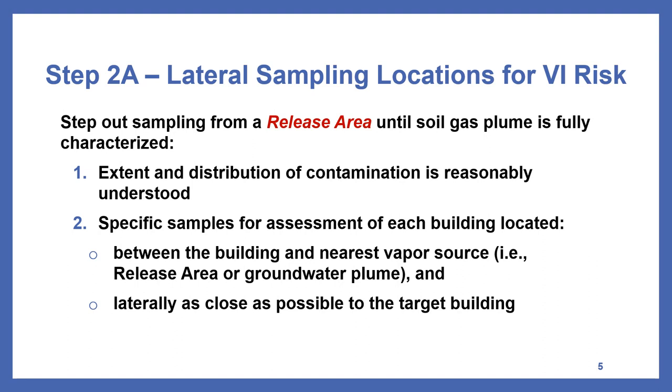Samples should be spaced to provide a good understanding of the location of all release areas and a conceptual understanding of how soil gas contamination can be transported from those areas to current and likely future buildings. Specific locations selected for soil gas sampling to assess each building should include areas between the building and the nearest vapor source and laterally as close as possible to the target building. Sampling should continue until the extent and distribution of contamination is reasonably understood.